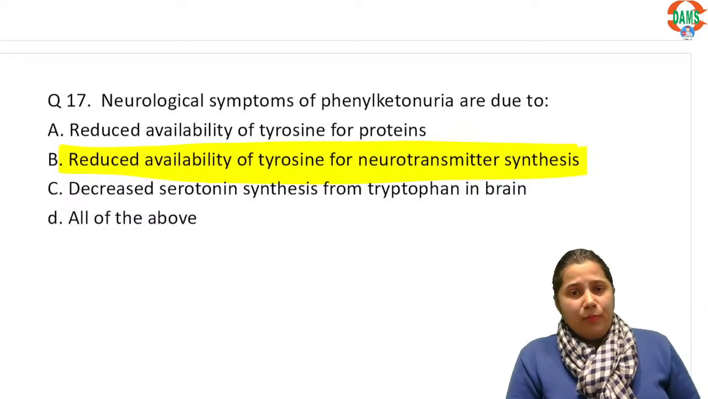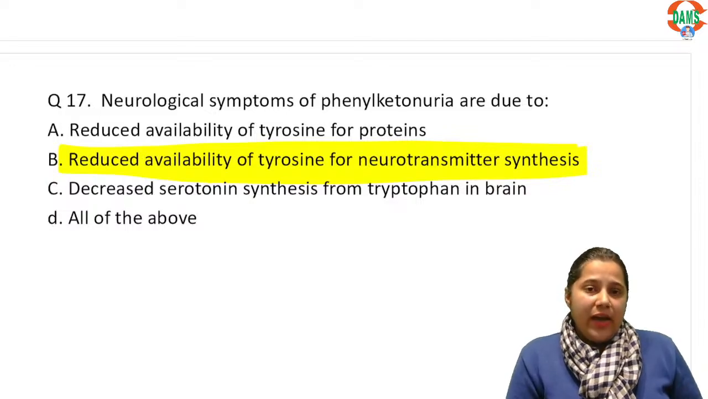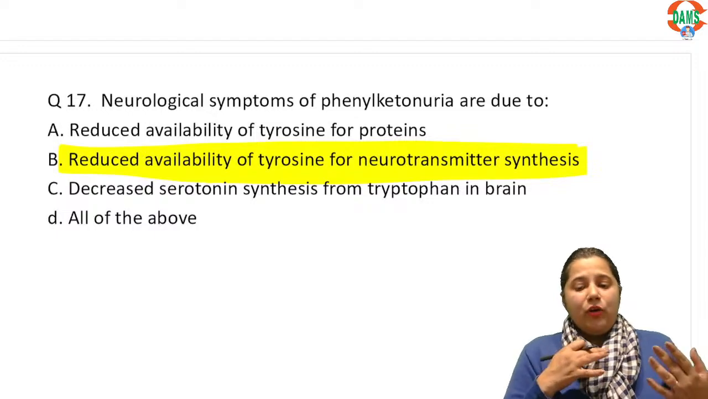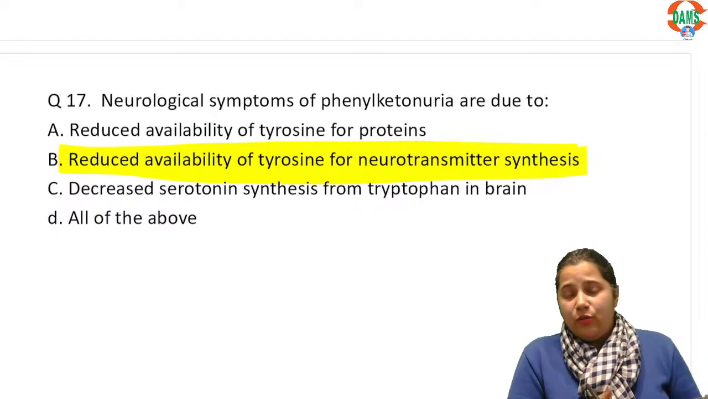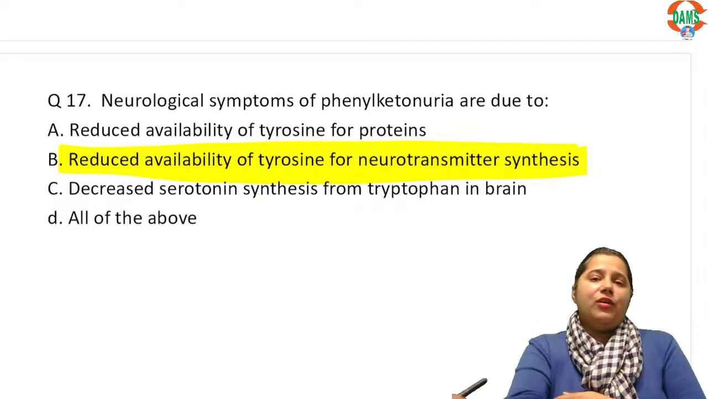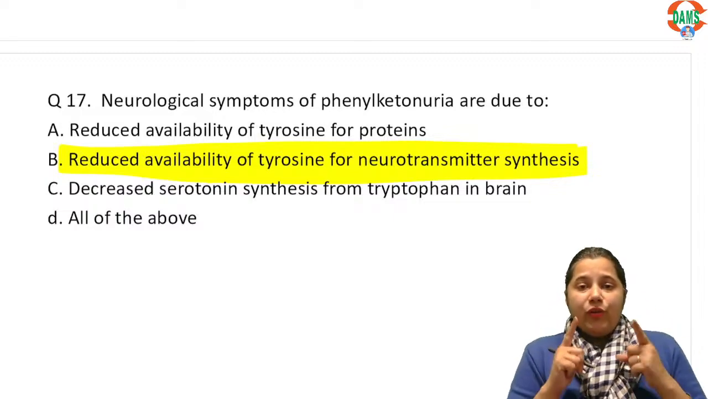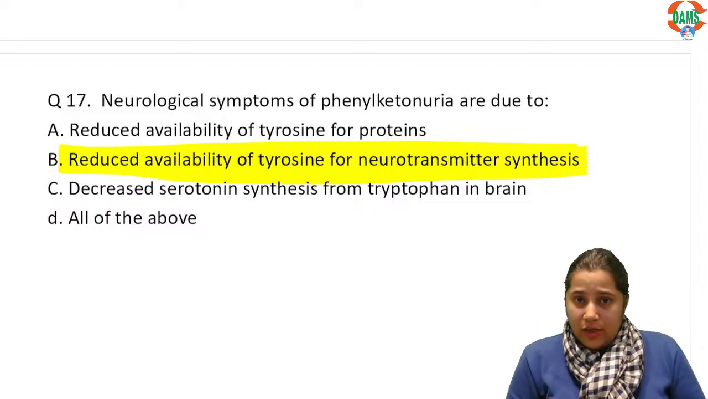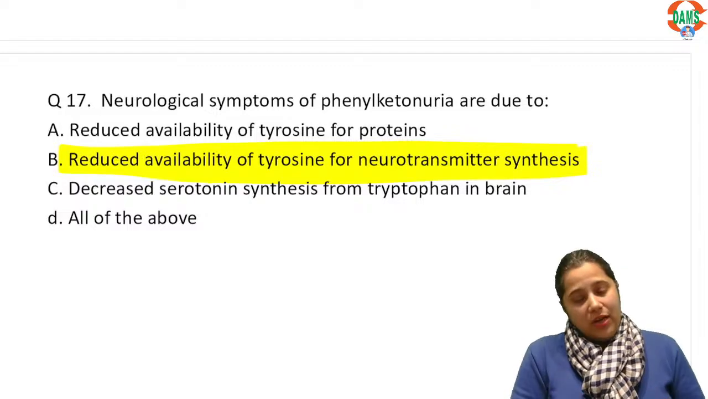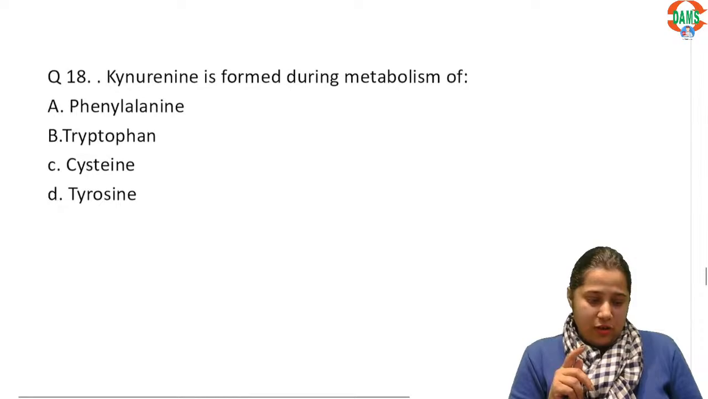Decreased synthesis of tryptophan. Tryptophan is an essential amino acid. Phenylalanine forms tyrosine, not tryptophan. This is also because both tyrosine and tryptophan start with T. Many students have this confusion whether it forms tyrosine or tryptophan. Always note, phenylalanine will form tyrosine. Tryptophan is an essential amino acid. Both phenylalanine and tryptophan are essential.